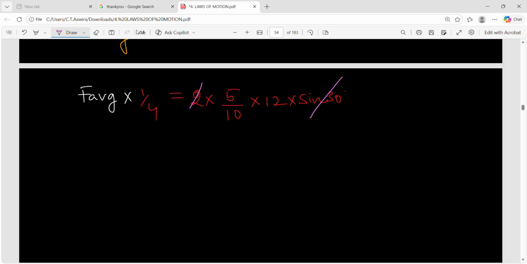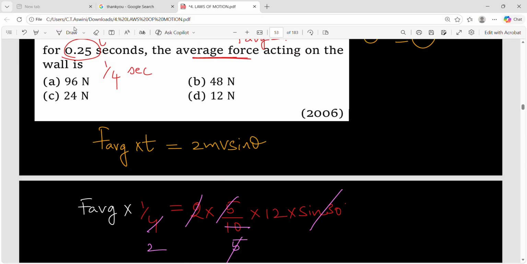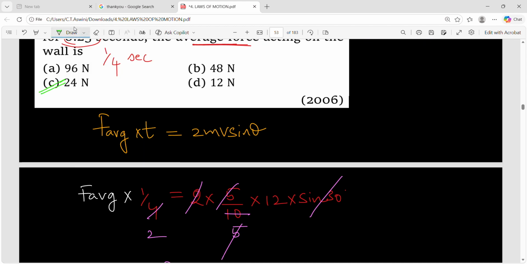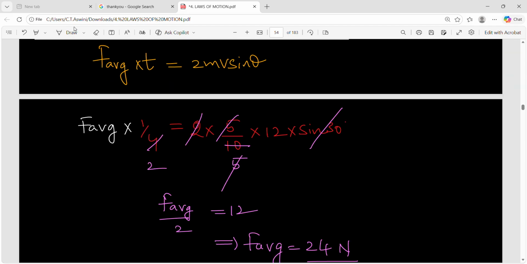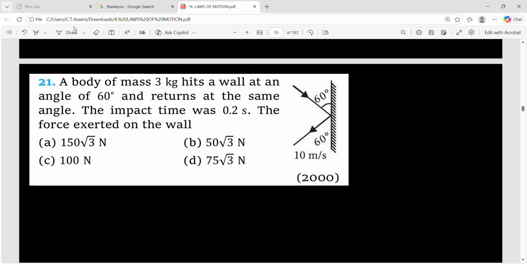The 1 by 2 and 2 will get cancelled. 2 two times, 2 five times, 5 and 5 cancel. So on the LHS you are left with F average by 2, and on the RHS you are left with 12. So what is F average now? 12 double, so this is 24 newtons. So the answer is option C. You just have to equate the two formulas of change in momentum, the general formula and the specific formula for collision of a ball with a wall.